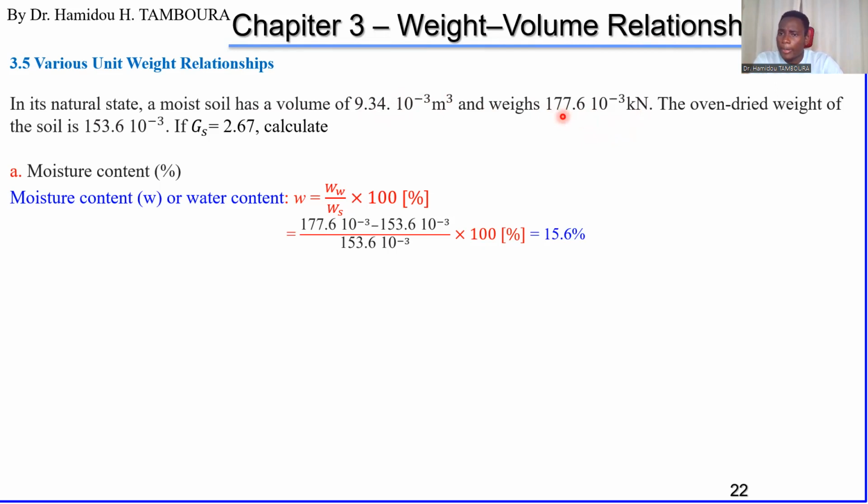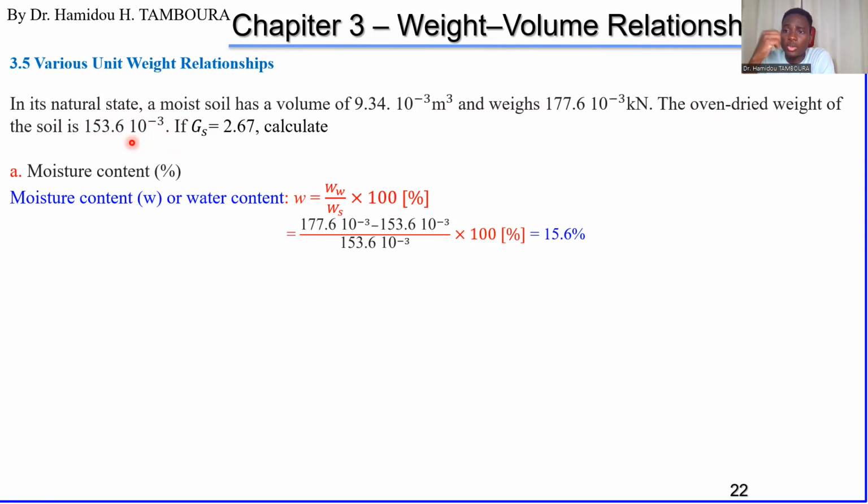Okay, so after drying the soil, we obtain this weight. Sorry, I forgot to put kilonewton here. So this weight is the weight of the solid, the dry soil. If you dry soil, what is happening? The water will evaporate. It means that in this weight, the water is gone.